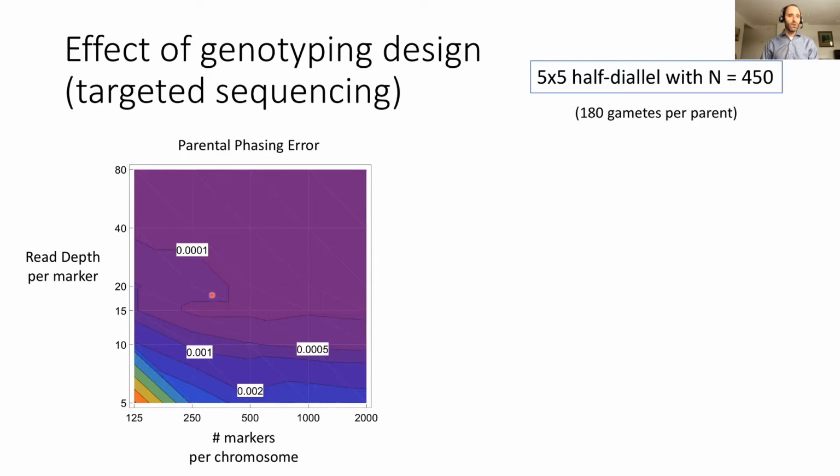and it's therefore not surprising that the numbers you see on this contour map are quite low. The way to interpret this is that you've got read depth per marker on the y-axis, number of markers per chromosome on the x-axis, and the different colors show you different constant values in this kind of contour map, and the transitions are shown with these numbers. So these errors are all very small, right? Less than 0.1% phasing error. So that's not the issue.